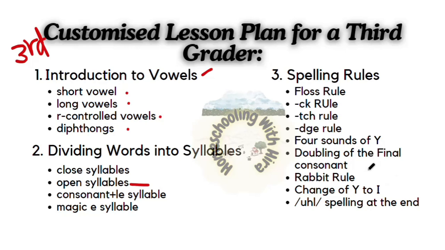After that, we have the 1 plus 1 plus 1 rule, or the doubling of the final consonant, because if we write the past of verbs, or if we are adding suffixes to something, we need to learn the doubling of the final consonant rule. Then we have the rabbit rule, change of y to i, the rules that we apply when we are adding something to y, and the al spelling at the end of English words, AL, EL, LE. After this, you have the list. Keep following the list. Whatever rule is coming in sequence, you can add it on, right? So I hope this will help you.